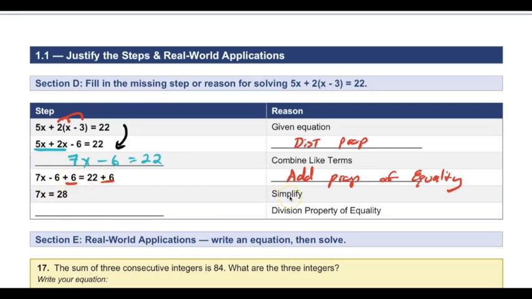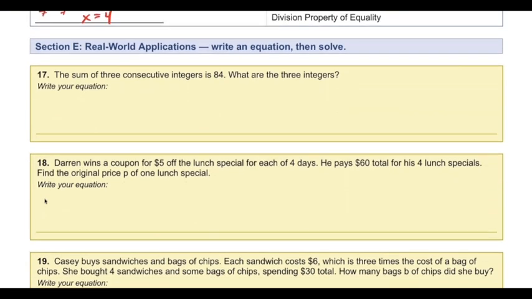Next, they simplify. Simplify is kind of combine like terms, but just without variables. So what they did was they add -6 plus 6 and 22 plus 6. And then to solve this, all we're going to have to do is divide by 7. We're going to get x equals 4. And that's the division property of equality. So there we go.